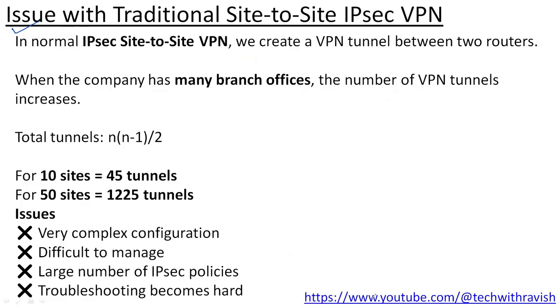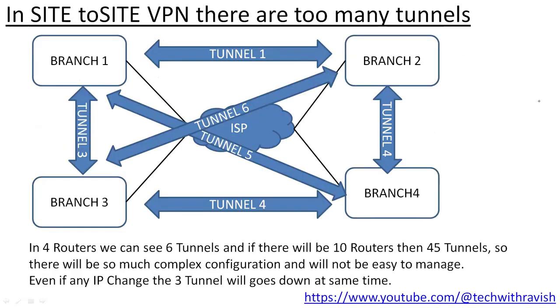The problem with the site-to-site VPN is that we have to create a VPN tunnel between the two routers, right? When the company has more branches or offices, the number of VPN tunnels will increase, and that number will be n into n minus 1 upon 2. Let me explain with the diagram. Let us observe this diagram. There are only 4 branch offices sharing the internet via an ISP. So 4 branches are there.